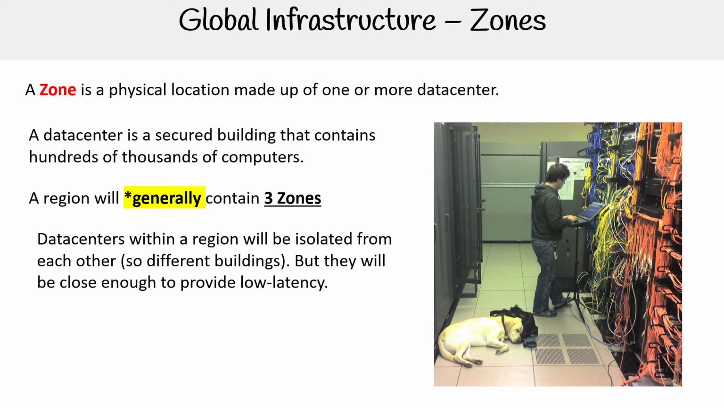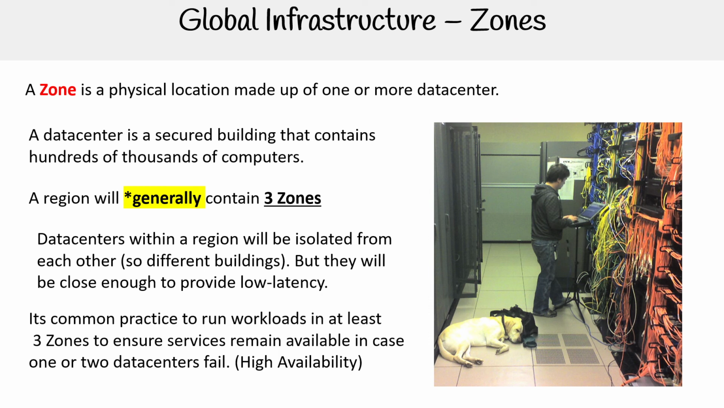That's the standard, okay? Data centers within a region will be isolated from each other, so different buildings, but they will be close enough to provide low latency, and we'll talk about the interzonal latency coming in this section here. So common practice is to run at least three zones to remain available in case one or two data centers fail, okay?